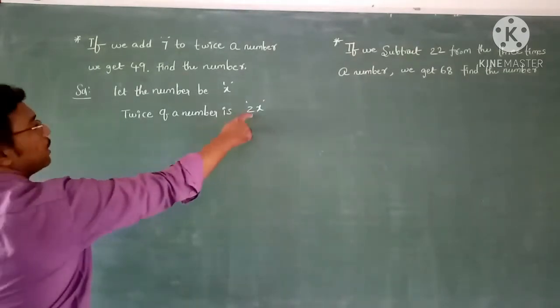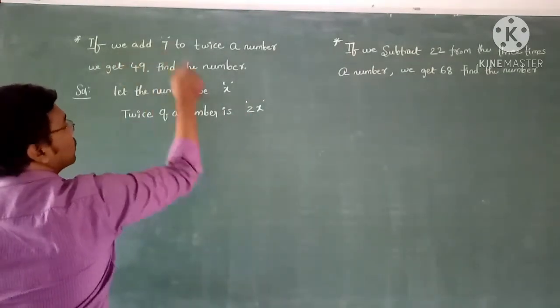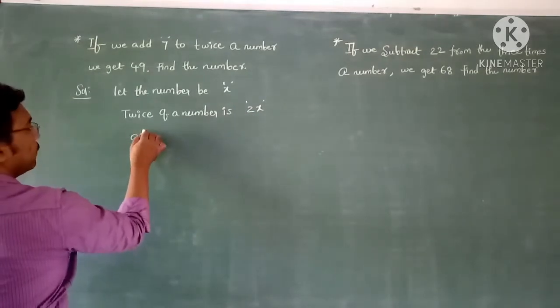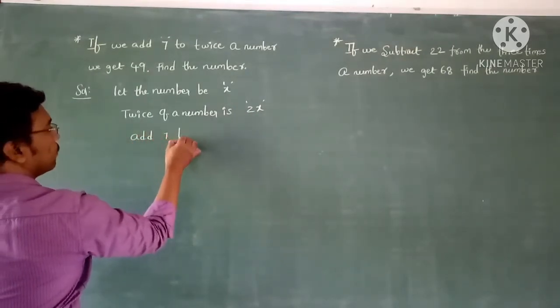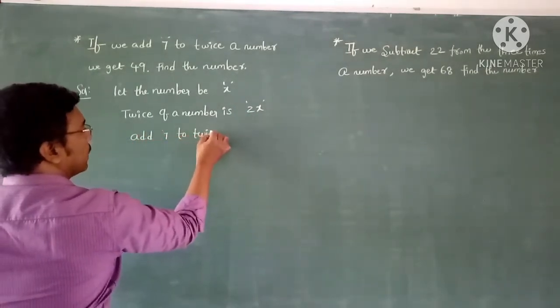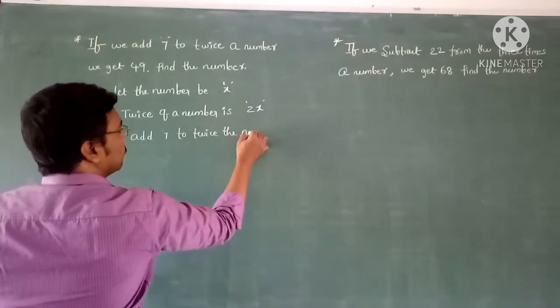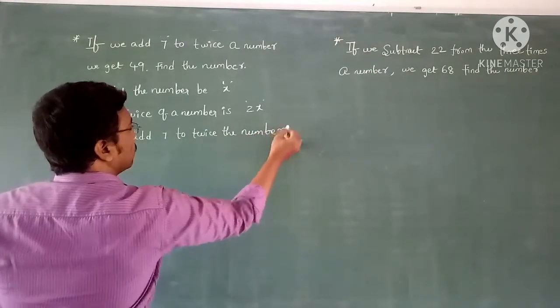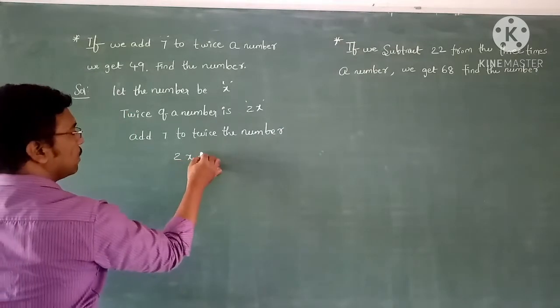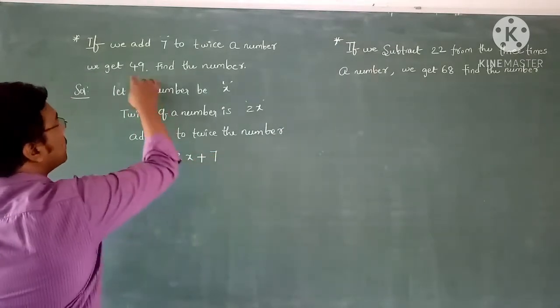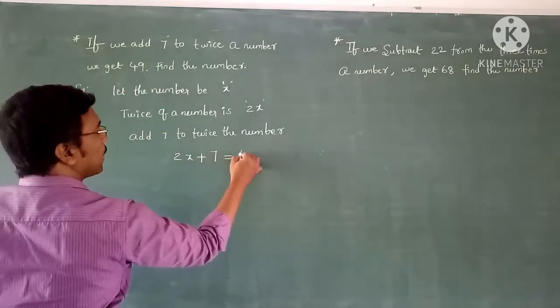What we have to do here? We have to add 7 to this number. Add 7 to twice the number. So 2x plus 7, we get 49.